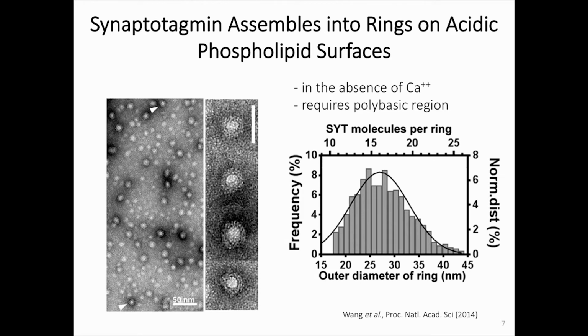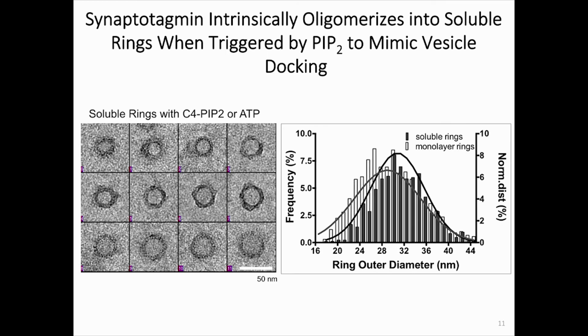Now, when Jing adds the protein to lipid monolayers, you see similar rings and with a similar size. And actually, the two size distributions here refer to soluble rings or the rings that form on monolayers. You see they're very similar in size. But there's a big difference.